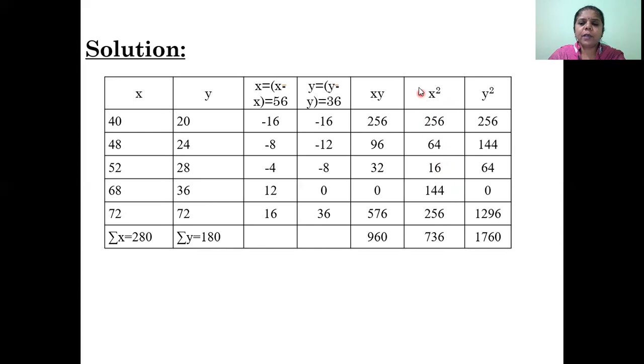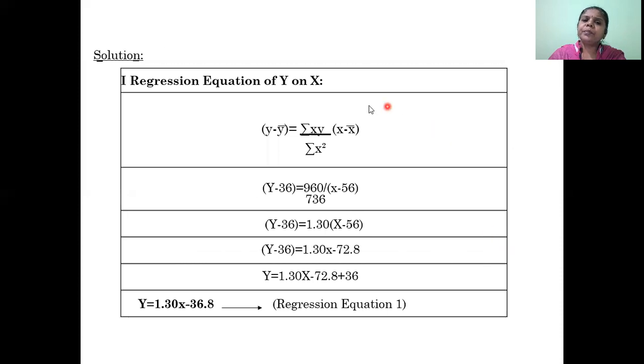See students, here x square. In the same way y square. So this is y. 16 into 16, 12 into 12, 8 into 8, 0. 36 into 36, you will get 1296. This is y square. So now you total sigma xy, total sigma x square, total sigma y square. Okay students, after this we move to the regression equation, y on x.